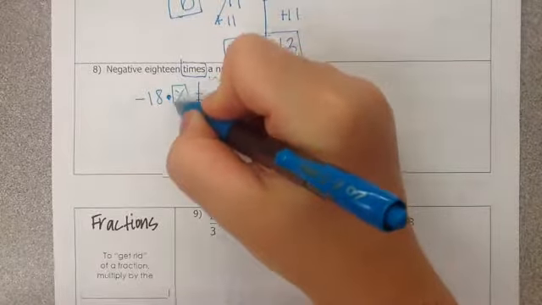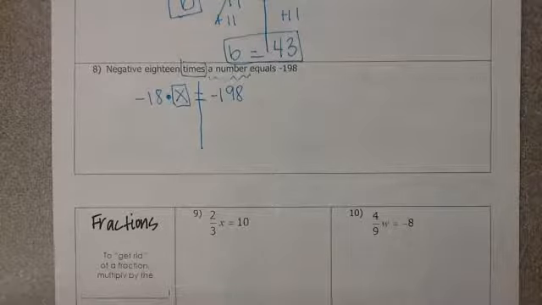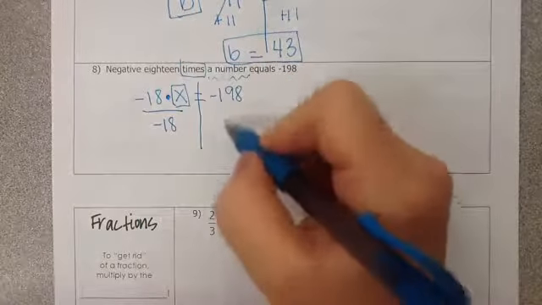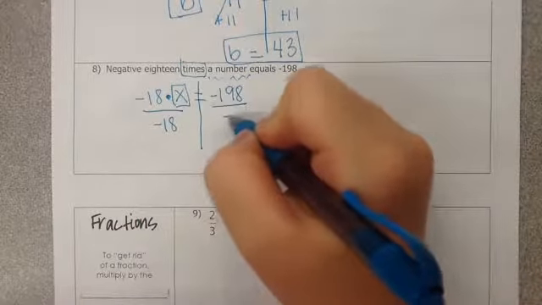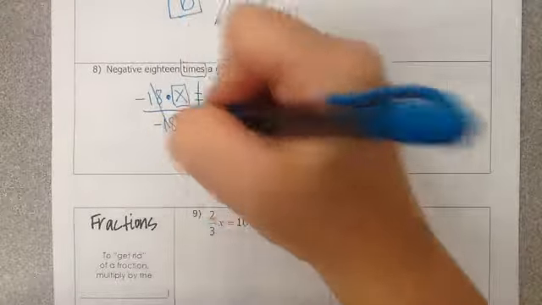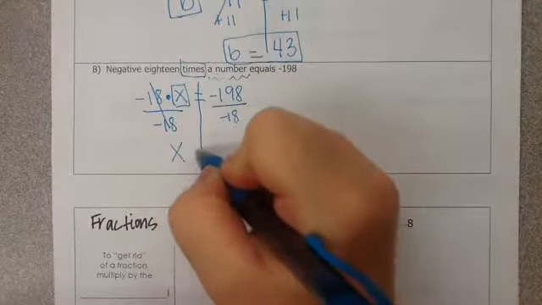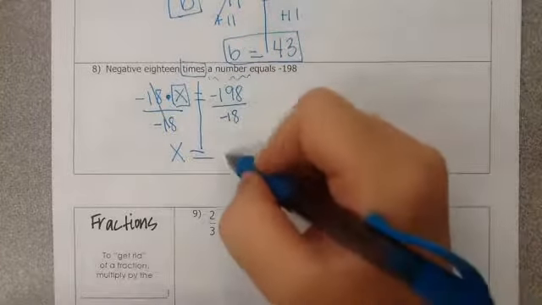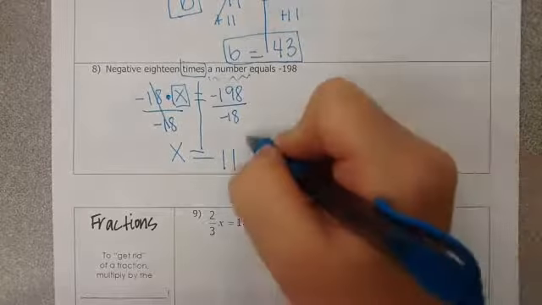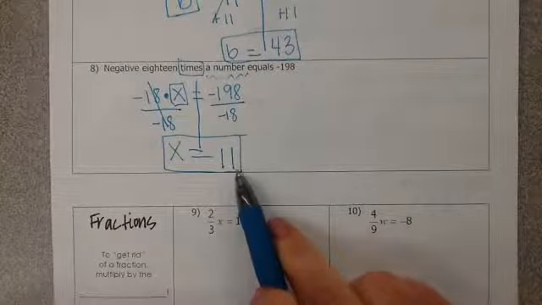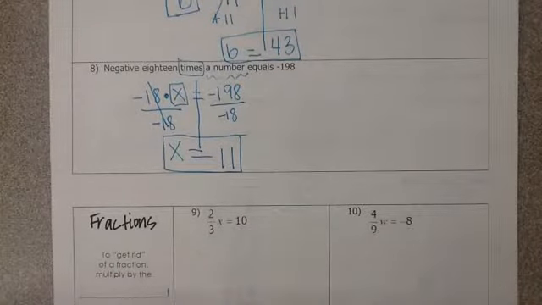To get x by itself, what did you do? Divided by a negative 18. And what you did on one side, you must do to the other. When you solved this, what did you get for x? Positive 11. Remember, you can check your work by plugging this back in and seeing if it is true.